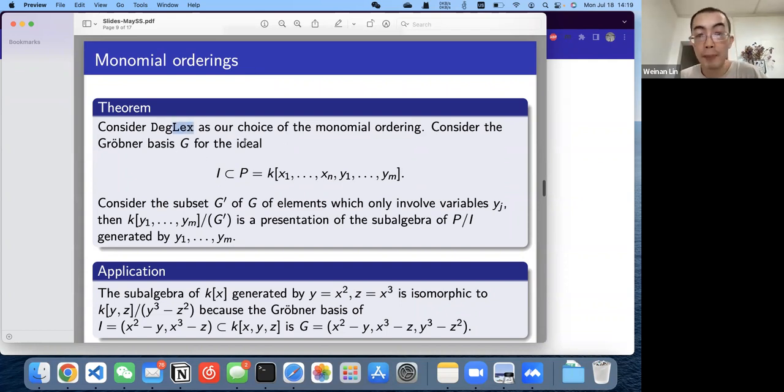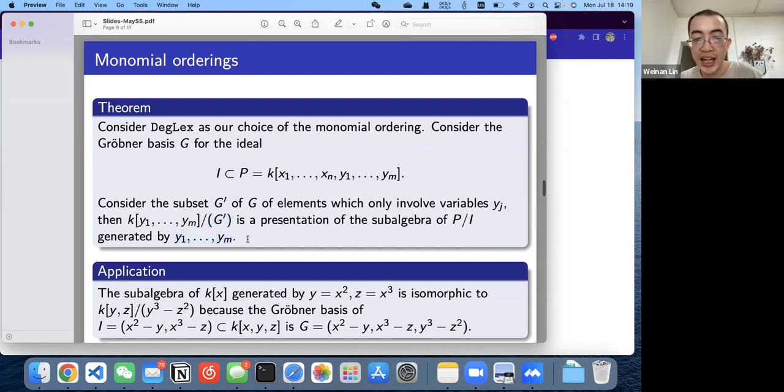And we consider the Gröbner basis G for this algebra generated by some x and some y. So here I actually care about the quotient algebra P over I. And so I is kind of the presentation for the relations of that ideal. So here, if we consider the subset G' of G consisting of elements which only involve variables y, then this G' gives us a presentation for the subalgebra of the quotient ring generated by y1, y2, ..., yn.